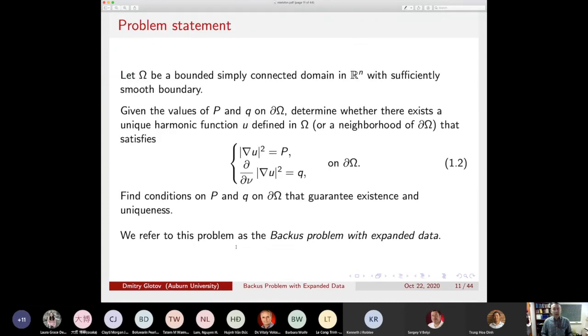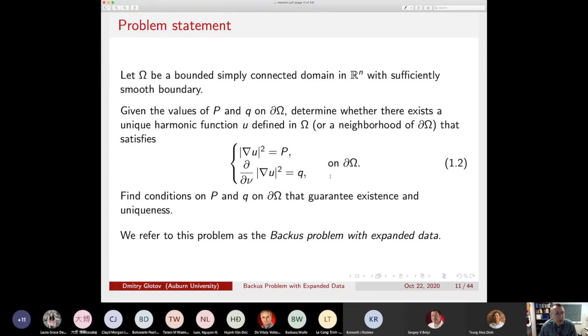Okay, so what we saw is that in order to state this problem, in order to have any hope for well-posedness, we need to supplement the Backus boundary data, the magnitude of the gradient, with something. Like in Backus' case, it was the location of all the zeros inside of the domain, or the fact that you have the values in some region, like the magnetic equator on the sphere. So what we propose is to supplement the boundary values with the normal derivative of the magnitude of the gradient. And this is the second condition in this formula 1-2. Unfortunately, I cannot highlight it.